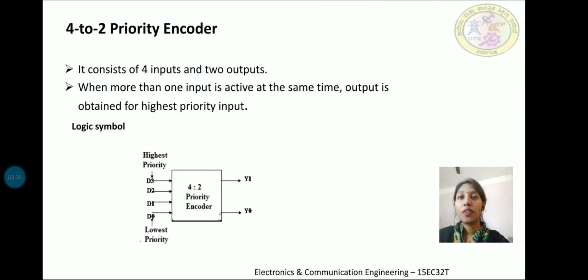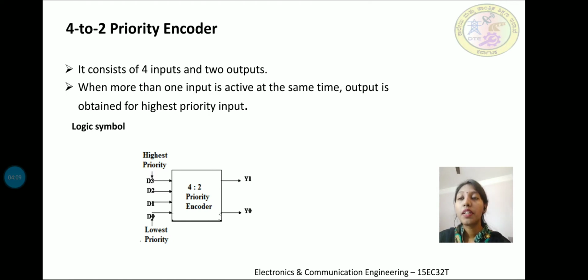Now, the 4 to 2 priority encoder. The 4 to 2 priority encoder consists of 4 inputs and 2 outputs. The 4 inputs are represented as D0, D1, D2 and D3. Out of the 4 inputs, the input which has the highest digit value is considered the input with the highest priority, and the input with the lowest value is the lowest priority input. Since digit 3 is the highest value, D3 is the highest priority input. The next highest priority is D2 and then D1, and the lowest priority input is D0.